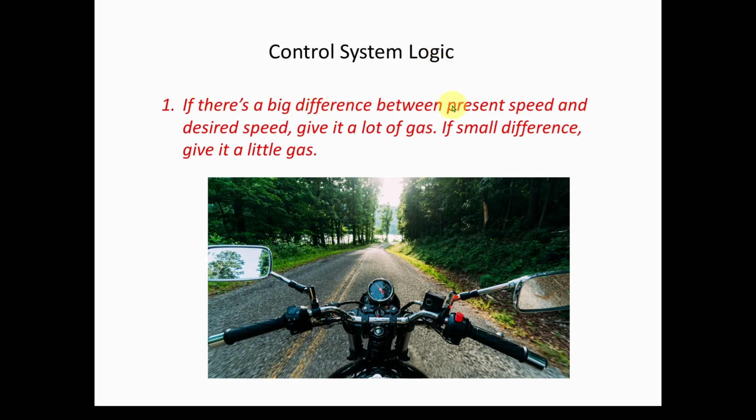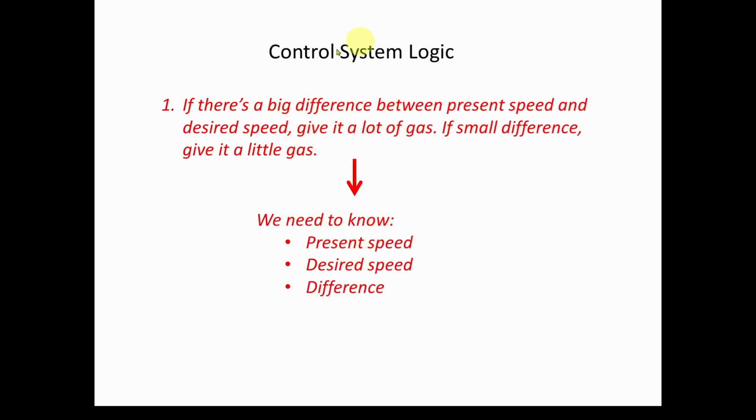If there's a big difference between the present speed and the desired speed, give it a lot of gas. If there's a small difference, like if you're up at 55 and you want to be at 60, only give it a little gas. So that is basic control system logic that you have to implement in a control system, whether software or hardware or whatever. So in order to do that, how do we do that? Well, we need to know the present speed and we need to know the desired speed. And we need to somehow calculate the difference in our head.